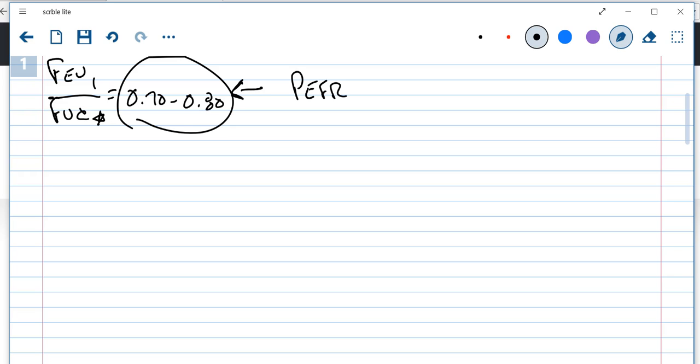So let's talk about the pathophysiology behind asthma. First off, the key thing to remember when we're talking about patho with asthma is that it is reversible airway inflammation.